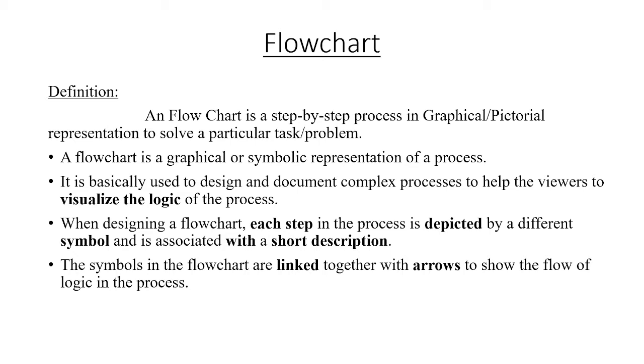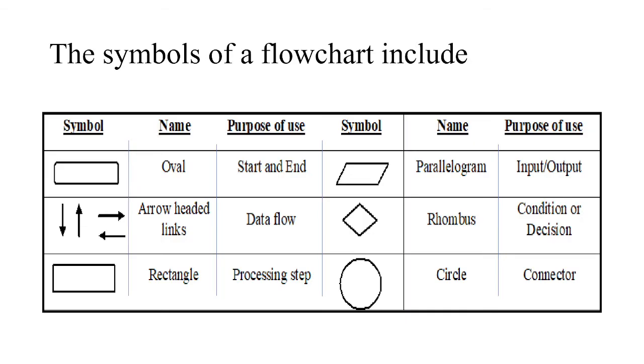When designing a flowchart, each step involved in the process is depicted by a different symbol, and along with the symbol, a short description is associated with it. The symbols in the flowchart are linked together with arrows to show the flow of the logic in the process. Now let us look at the different symbols that we are going to use in the flowchart.